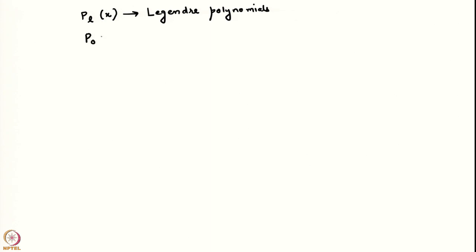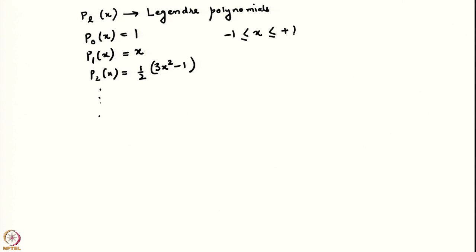So, it is known that P0 of x is 1, P1 of x is x, P2 of x is half of 3x square minus 1. All this can be analytically shown, and so on and so forth, P3, P4, P5, P6 and so on. You can plot all this, recall that x has the limit minus 1 to plus 1. So, you can plot these functions between x equal to minus 1 and plus 1 and get a physical feel for what these functions look like. Recall that x is equal to cos theta.